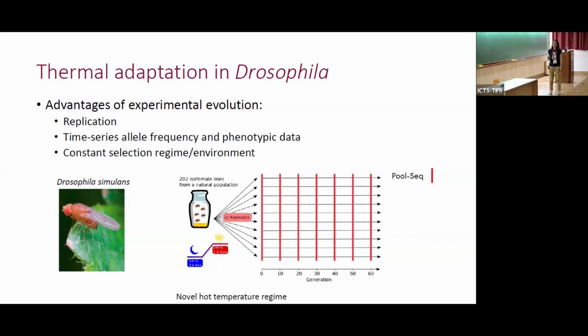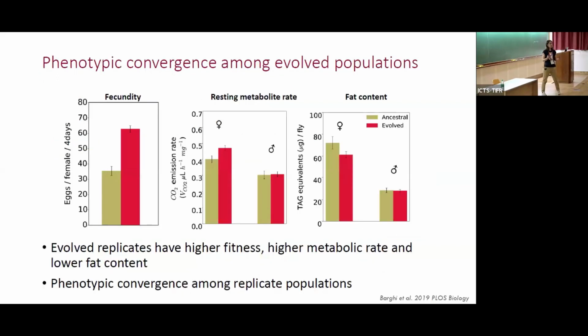We wanted to know what is the genetic basis of adaptation to temperature in these flies. So we initially started to phenotype these populations to see whether they have changed phenotypically after these 100 generations. We measured fecundity as a fitness component. The red ones are the evolved flies, and the beige color is the ancestral population.